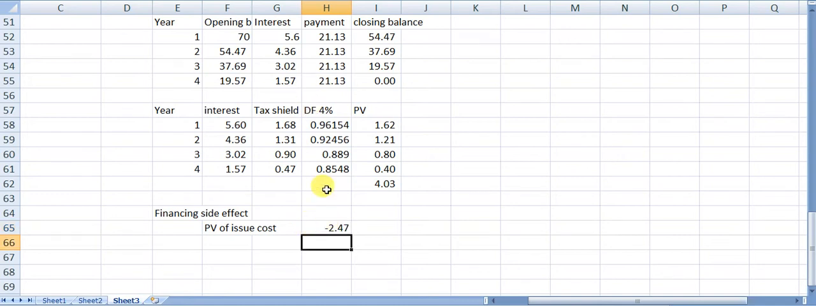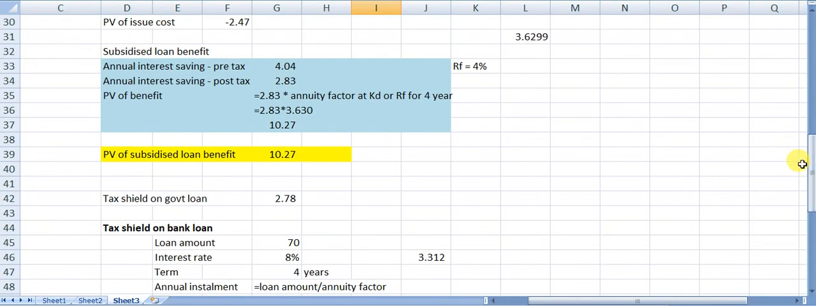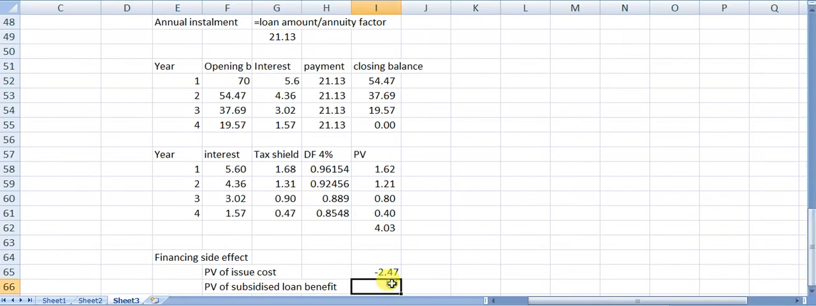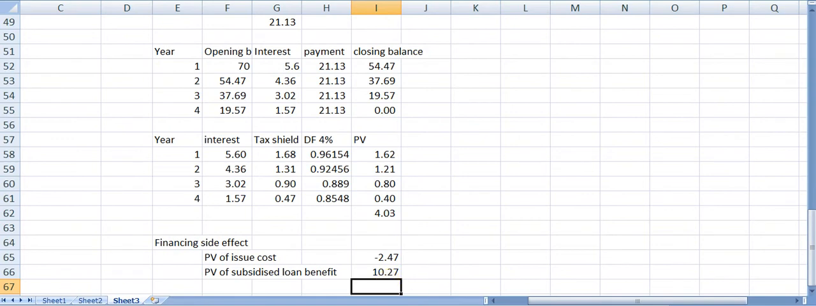I could have linked to that cell. Anyway, I'll just type the numbers. Then we had PV of subsidized loan benefit. How much was that? That also we found it here. I told you can do step by step, but it's better to find it in one step altogether. 10.27 positive. Huge benefit, guys. Usually you are paying 8% interest, but this loan comes at 3.1% for you. Huge benefit. That's why that's 10 million something.